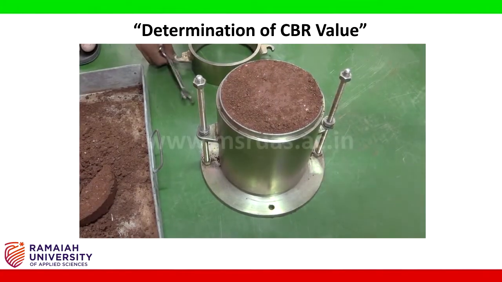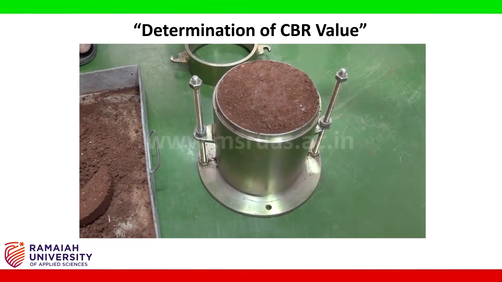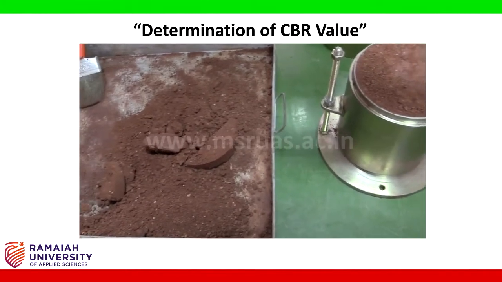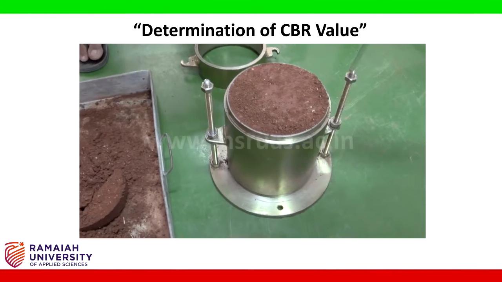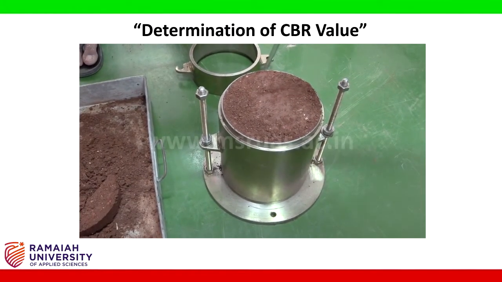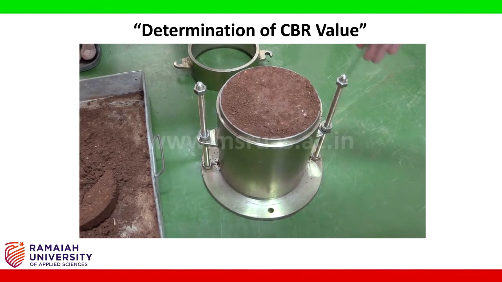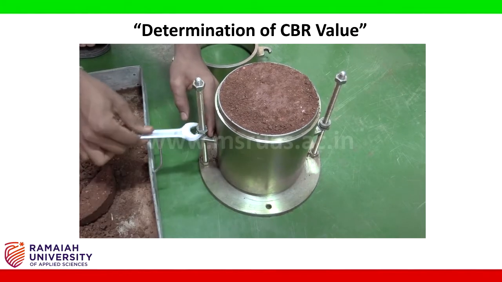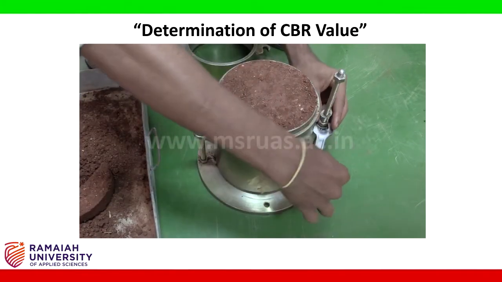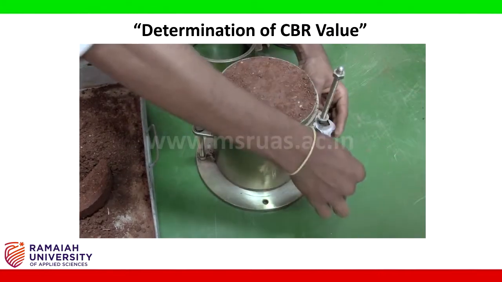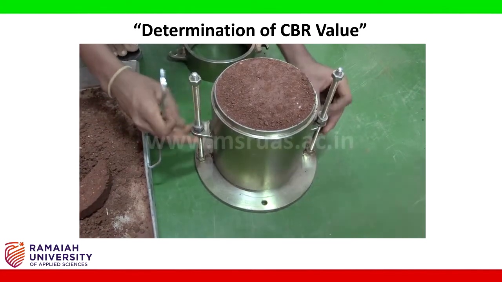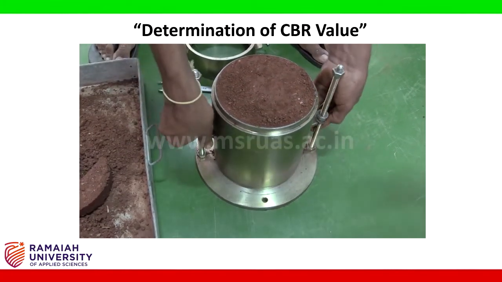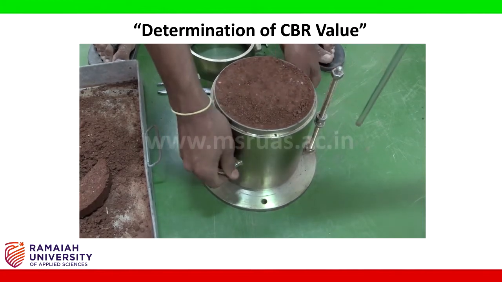Once the area is cleaned, and the excess material that was spilled out is transferred into the tray, this material can be discarded. Now we have the specimen prepared. After trimming, it is now time to loosen the nuts carefully and lift the mold by gradually turning the way it is being shown.